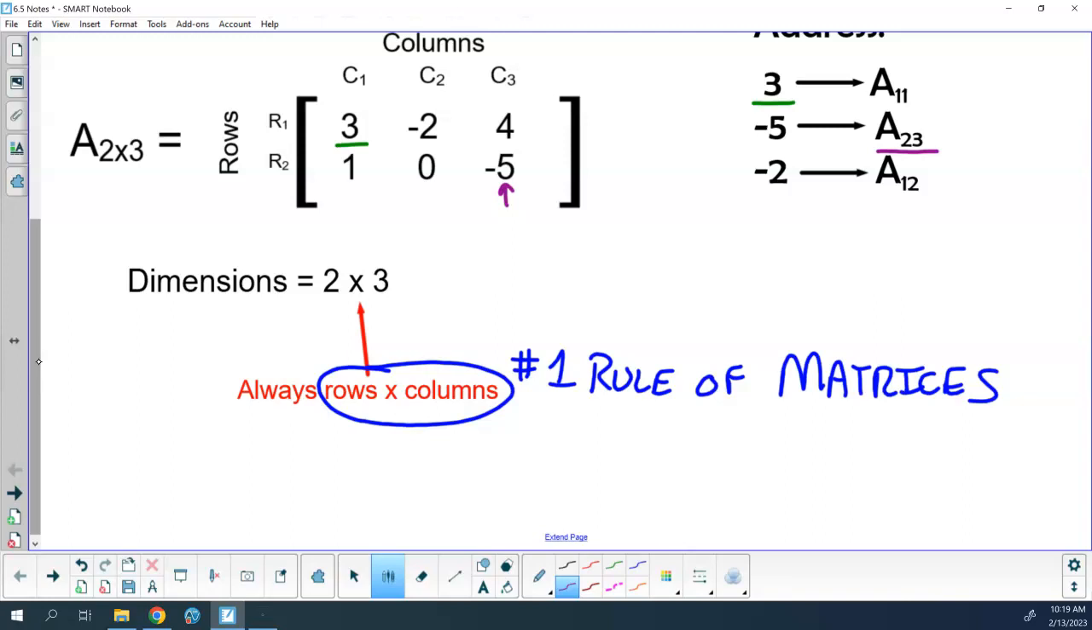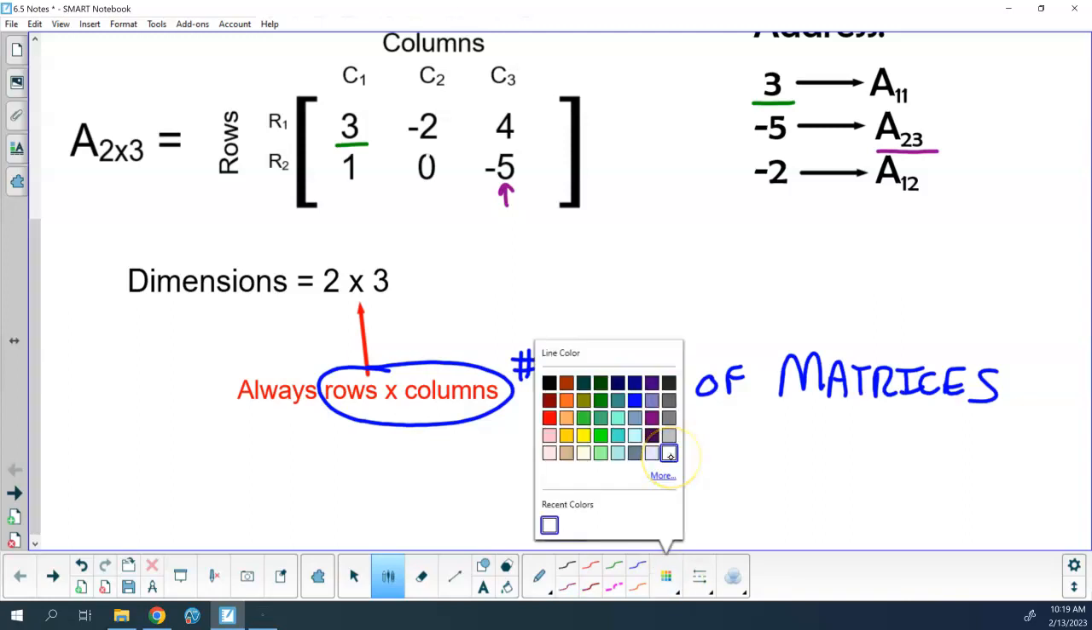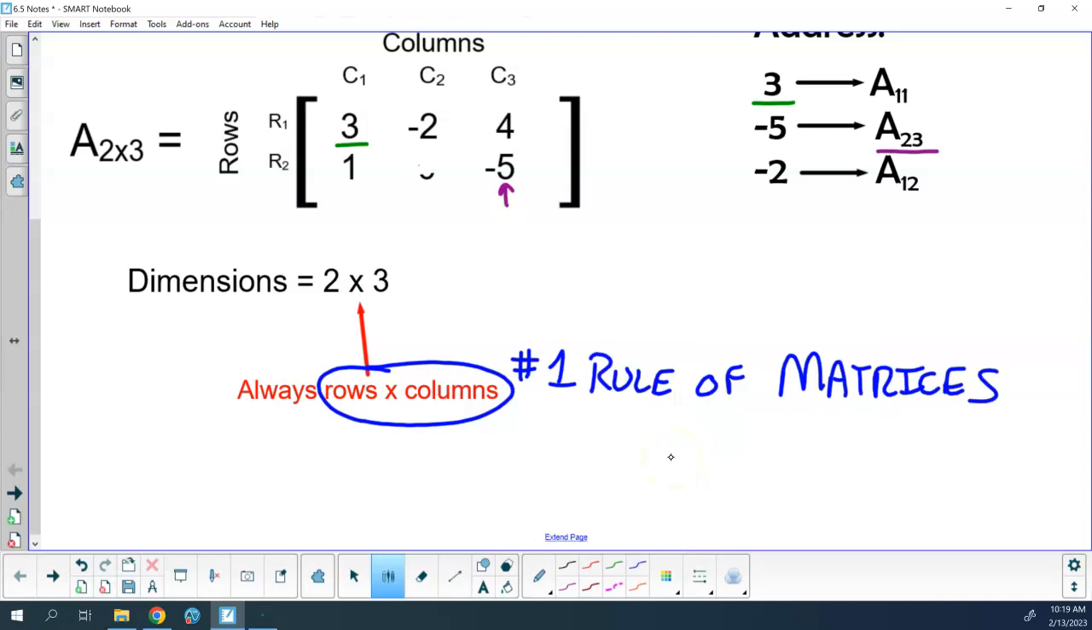Every element spot, every address, if you will, is filled in a matrix. You can't just have a matrix that looks like that. You have to have every element filled in a matrix.